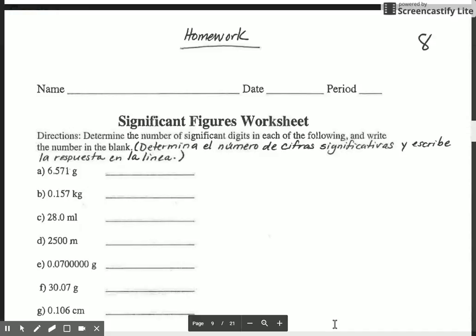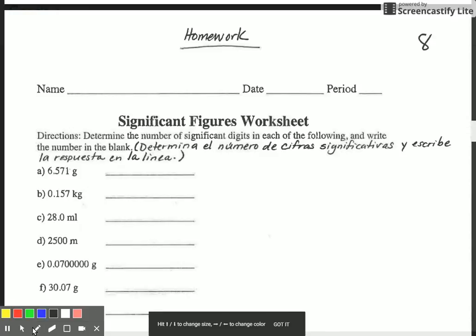If you look at the first one, you have 6.571 grams. One of the rules states that all numbers between 1 and 9 are always going to be significant. So that means that the 6, the 5, the 7, and the 1, all of them are going to be significant. So you have 4 significant figures here.